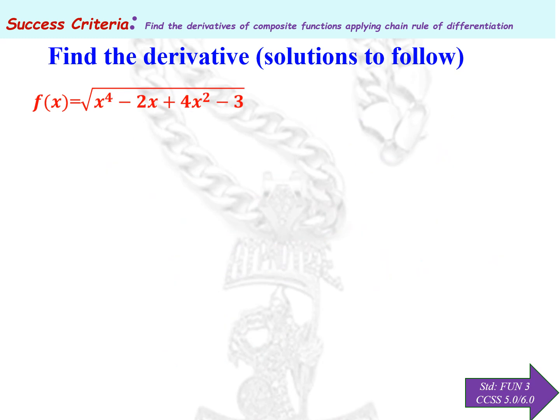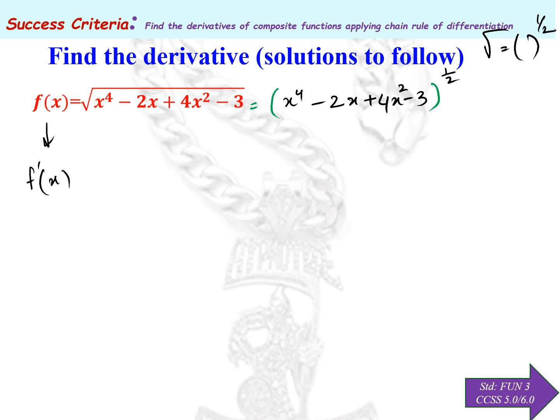Here is another question: square root of x to the power of 4 minus 2x plus 4x squared minus 3. What is our first step? To convert the equation into the power. Change the radical into a power. So the power of square root is half. Please memorize these things.